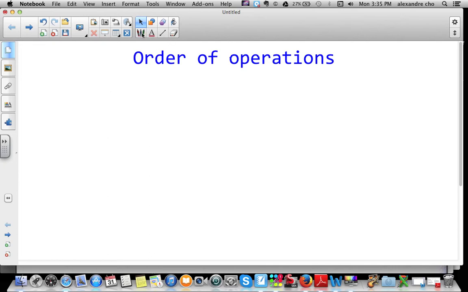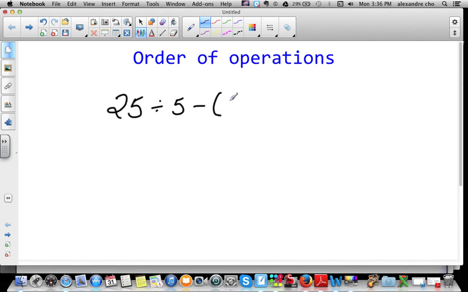So order of operations, if I can get something here. I'm making this up as I go along. Okay. So let's take a problem like 25 divided by 5 minus parentheses 4 squared times 2. Okay, simple problem like that.